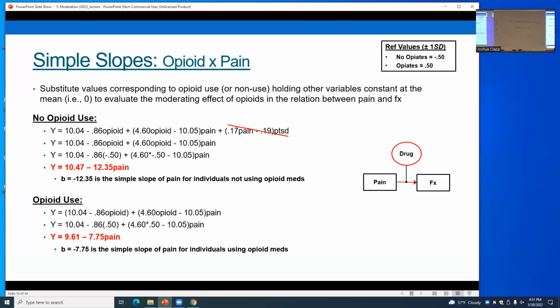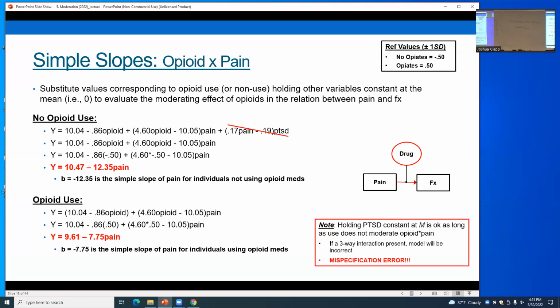So what we've done here is we've gone through and looked at simple slopes for the conditional effect of PTSD and the conditional effect for pain. Now, holding PTSD constant at the mean is okay as long as there's not a three-way interaction. If there is a three-way interaction, then we miss important things, and now we have a misspecified model, so we want to think carefully about that. As you start to get three-way interactions and, God help us, four-way interactions, it becomes hard to keep those out. So if you have a good reason to propose three-way interactions, certainly do it. It's plausible. Do that, right?